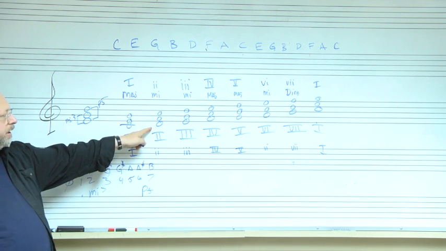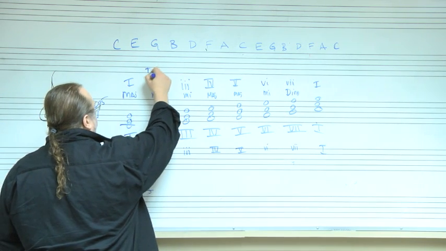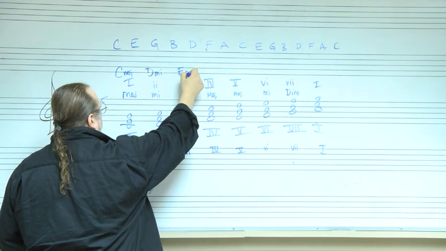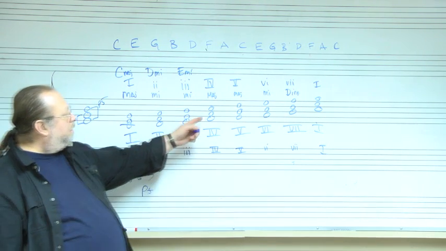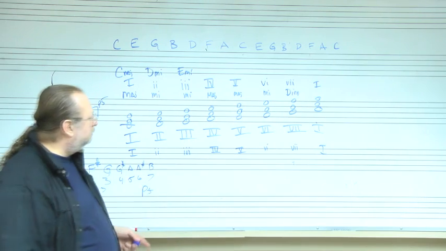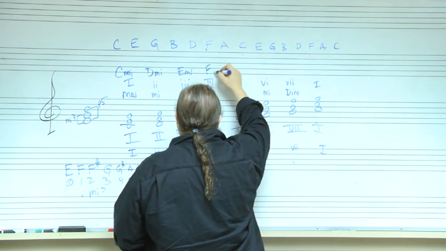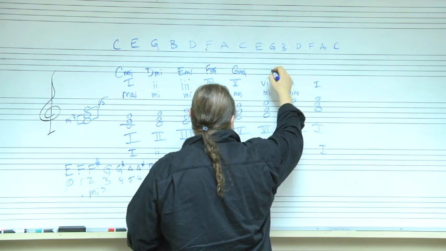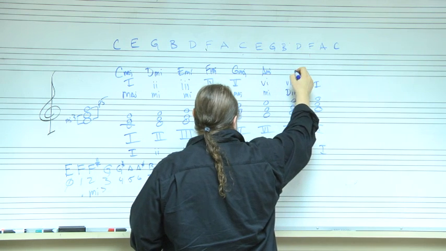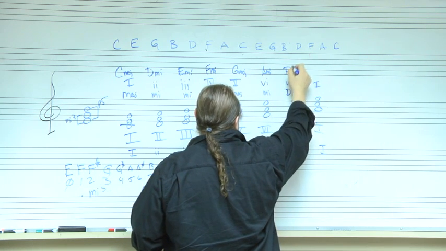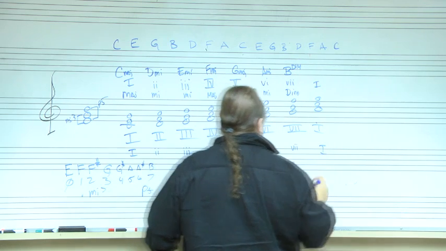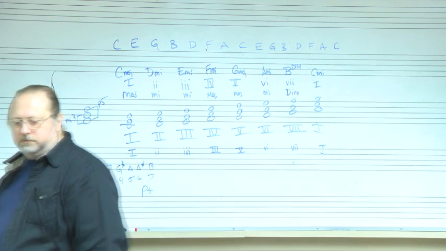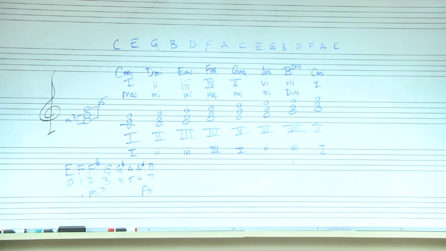So the 2 chord is D minor. The 3 chord is E minor. Your 4 chord, F, A, C, is a major chord, so that's F major. Your 5 chord is G major. The 6 chord is A minor. The 7 chord is B diminished. And then back to C major again. So those are all the chords in the key of C major, in alphabetical order.